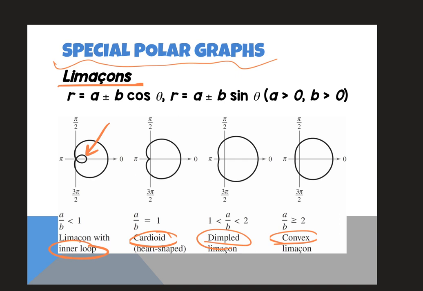All of these are cosine shapes because the inner loop happens on the polar axis. All of these have symmetry to the polar axis, right? If I fold them from top to bottom, like a hamburger, each one of these is going to overlap. So these are all cosine.